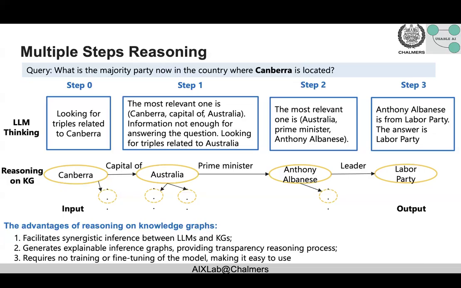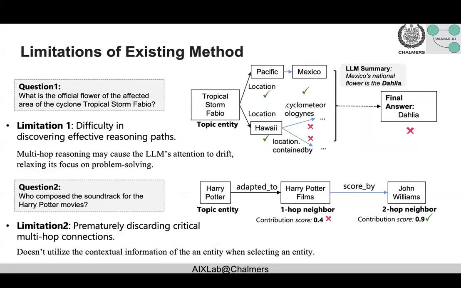We can clearly see the inference process. And in this process, we don't require any training or fine-tuning. So it's very easy to use to combine knowledge graphs with LLMs. But there are also some limitations.